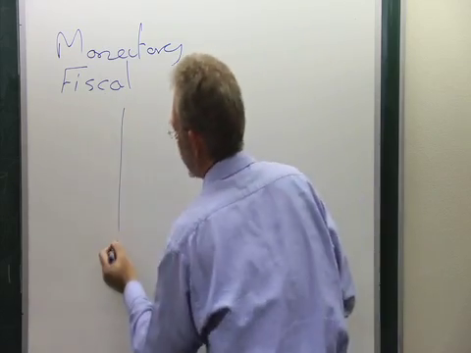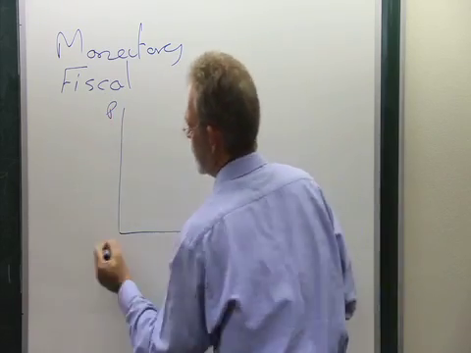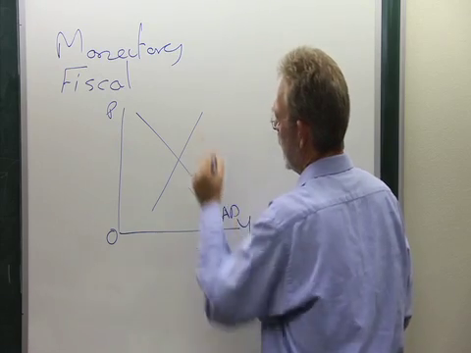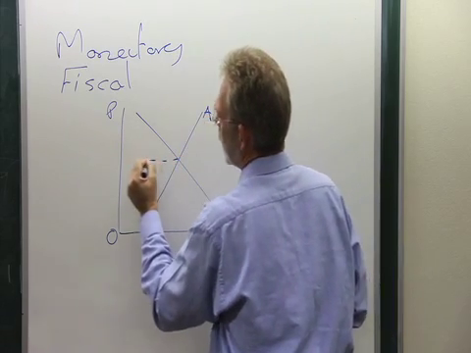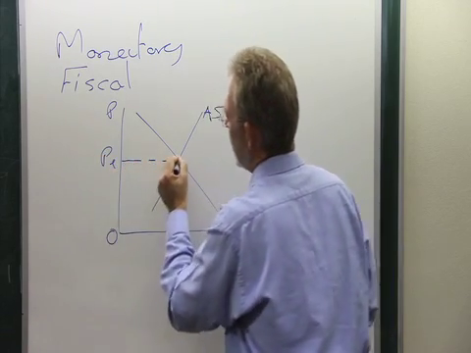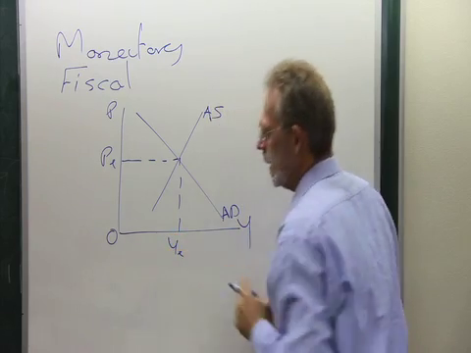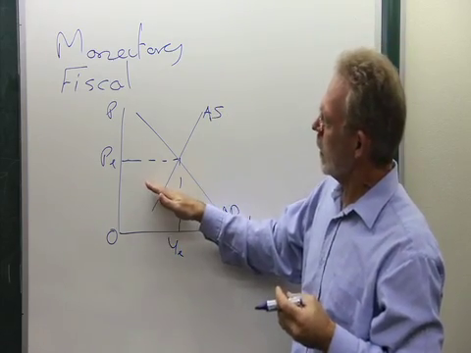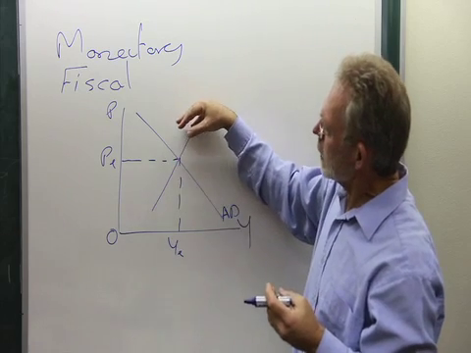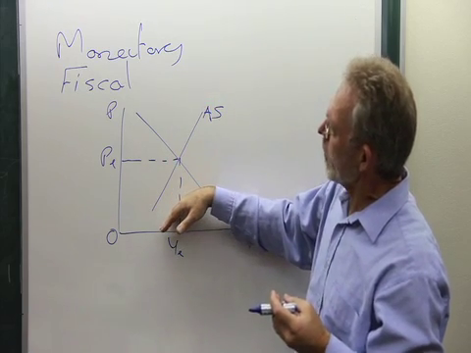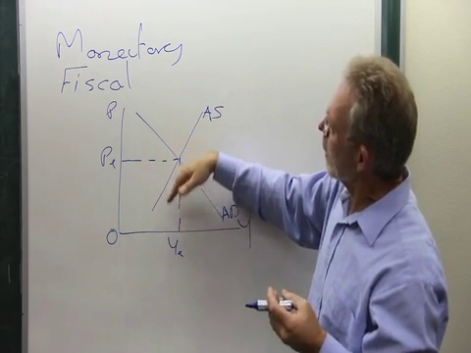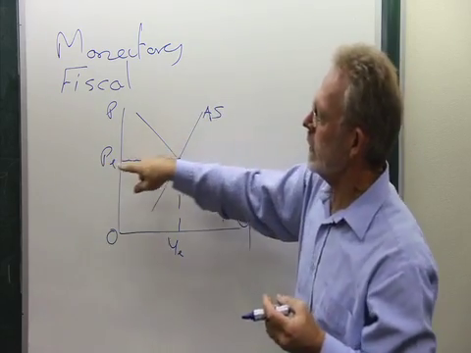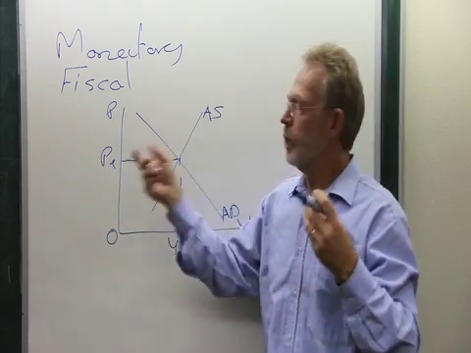Graphically, we can illustrate this if we just draw the AD-AS model, aggregate demand and aggregate supply. Initially we had price level PE, income level YE. Now, let's assume something happened in the economy that caused an increase in cost of production. The aggregate supply curve shifted upwards, and we have inflation, cost push inflation, at price level PE.